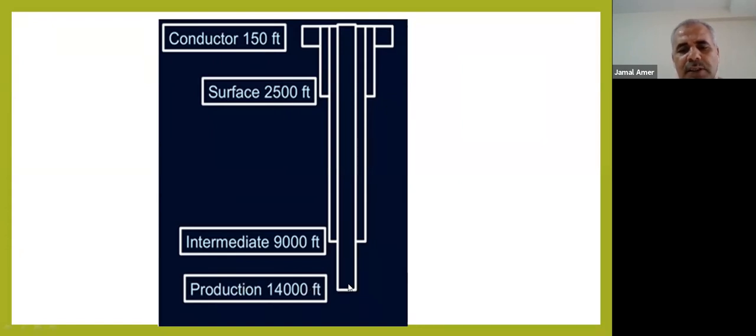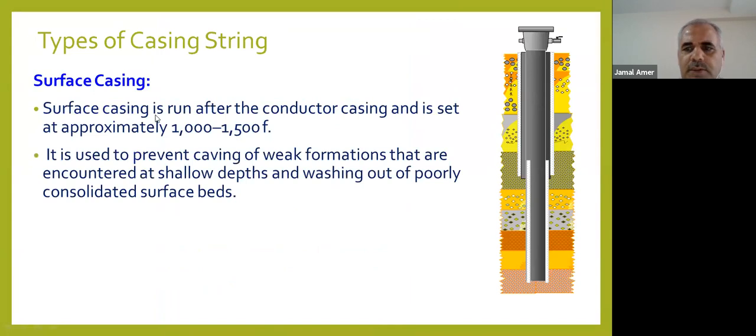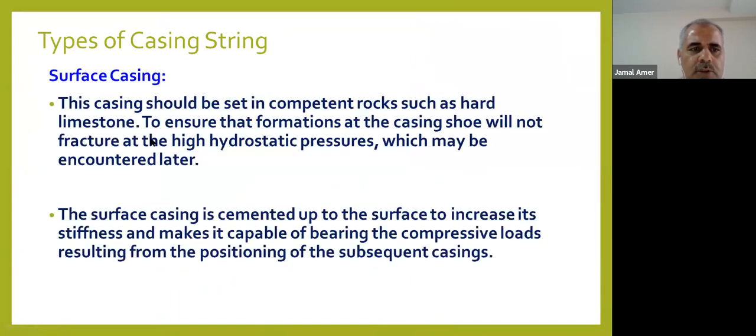The liner casing is not extended to the surface, it's only hung up here with a liner hanger at the end of the production casing. Well, here this is a description of the casings and the function of each one. We will not go through it, just to mention that we will focus on our course.